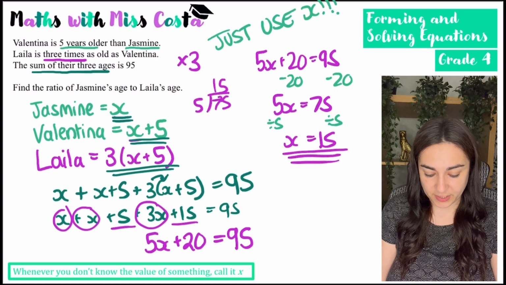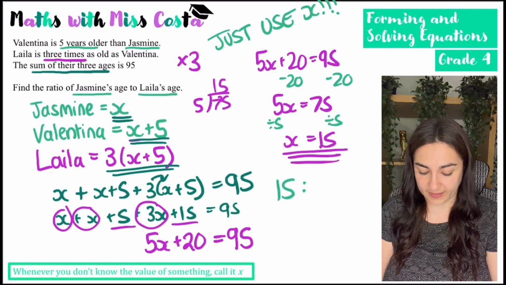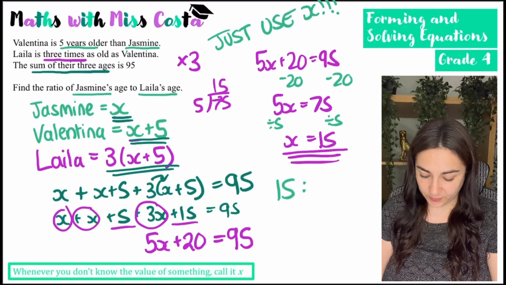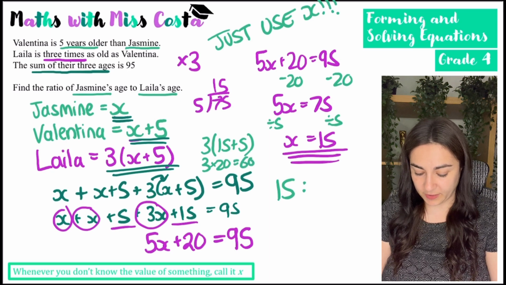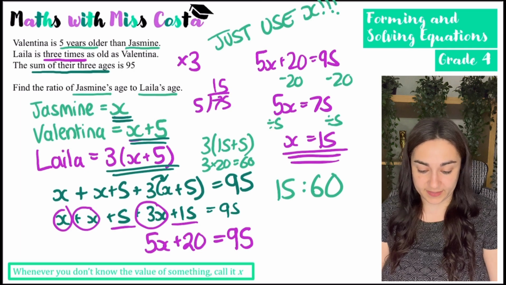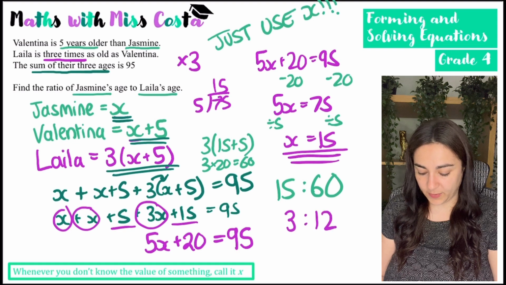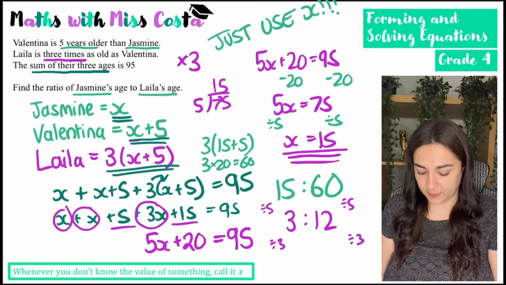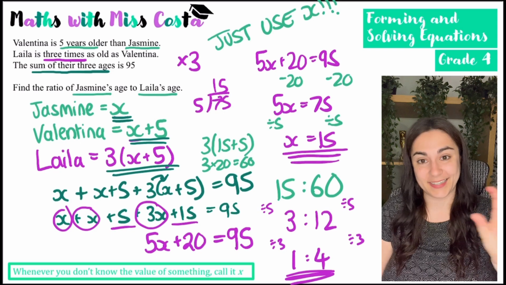Now I'm told to find the ratio of Jasmine's age to Layla's age. So Jasmine would be 15 because her age is just x, and Layla's age would be 3 times by 15 plus 5, so 3 times by 20, which is 60. So the ratio would be 15 to 60. It hasn't actually asked me to simplify it. If it had, then initially you could divide by 5, so that would be 3 to 12, and then I could divide by 3, so that would be 1 to 4. But it hasn't asked me to do that, so leaving it as the ratio 15 to 60 is absolutely fine.